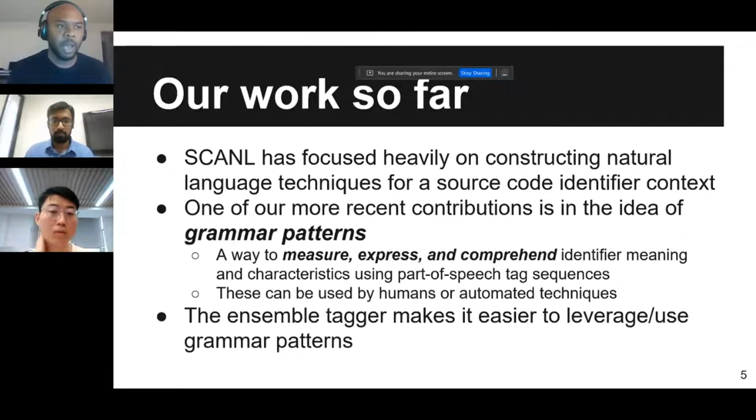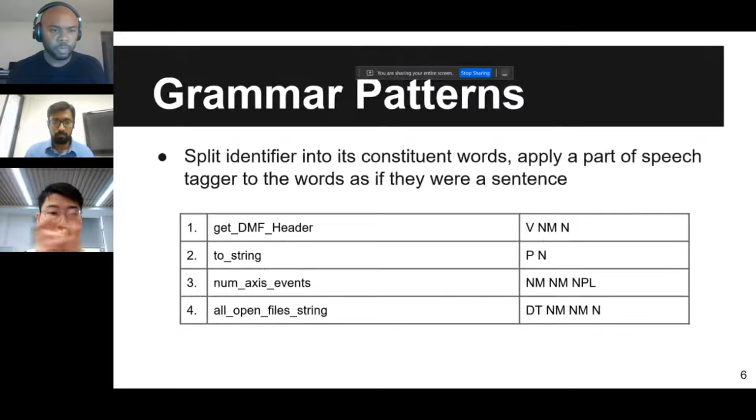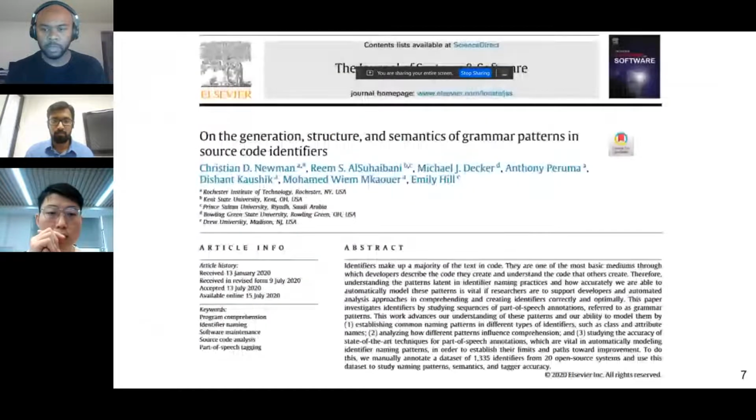Grammar patterns allow or help us measure, express, and comprehend identifier meaning and characteristics using part-of-speech tag sequences. They can be leveraged by both humans and automated techniques. So here's an example of a grammar pattern right here, but we're not going to spend too much time on this because we're going to see a larger example in a moment.